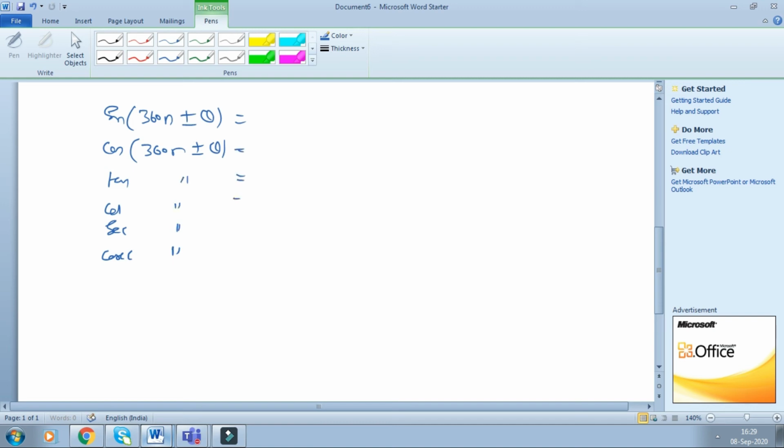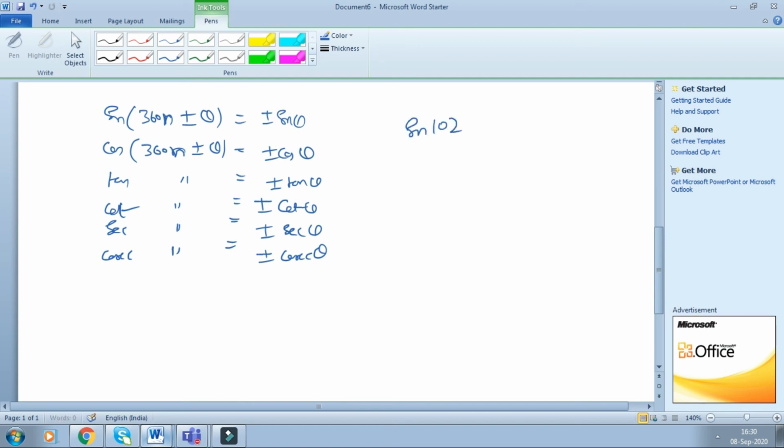These are equal to: sine of 360 n plus minus theta, where n is any natural number, is equal to plus minus sine theta; cos is equal to plus minus cos theta; tan is equal to plus minus tan theta; cot is equal to plus minus cot theta; sec is equal to plus minus sec theta; and cosec is equal to plus minus cosec theta. Now how is this formula helpful for you?